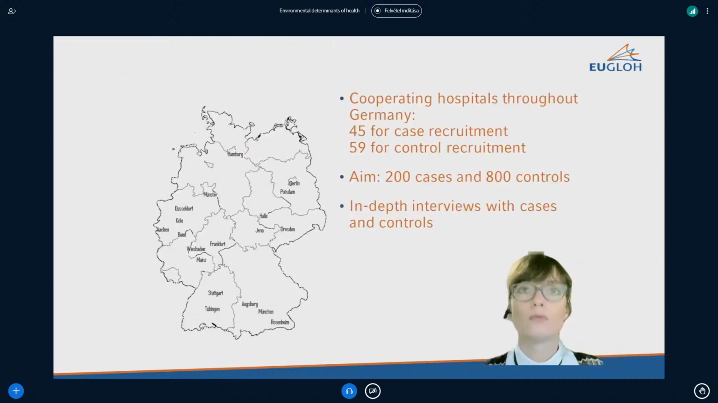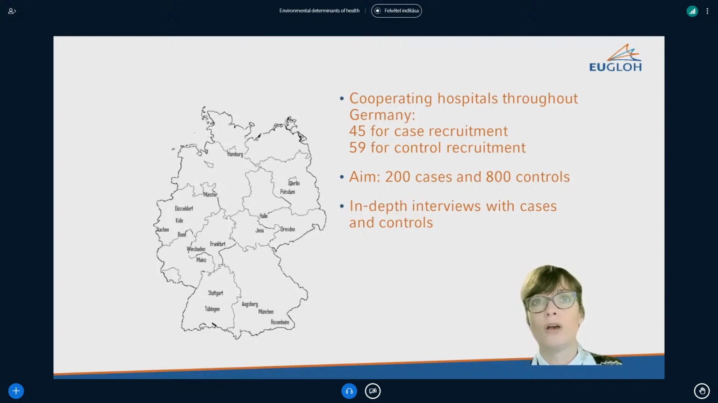In Germany, our task was to recruit 200 cases with brain tumors and 800 controls. So 4 controls for 1 case to maximize statistical power for the analysis. Controls in our study were children and adolescents who were hospitalized for an appendicitis. To reach the number, we in Germany alone had to collaborate with 45 clinics for case recruitment and with 59 hospitals for control recruitment. You may imagine that the coordination effort behind was huge.